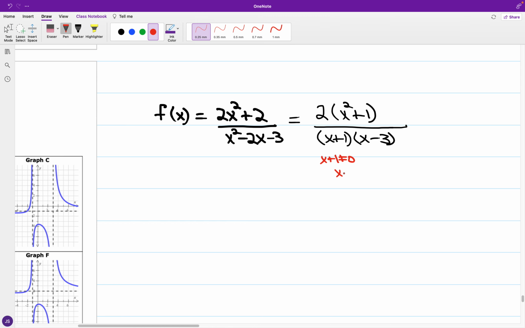Again, if x plus 1 cannot be 0, then x cannot be negative 1. If x minus 3 cannot be 0, then x cannot be 3. Since neither x plus 1 nor x minus 3 are factors in the numerator, those are going to remain. So we have two vertical asymptotes with x equal to negative 1 and x equal to 3. And let's see if we have any other asymptote.